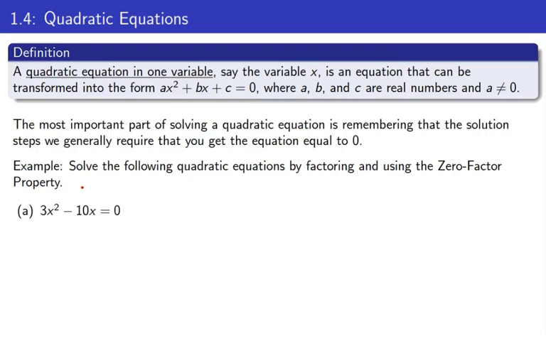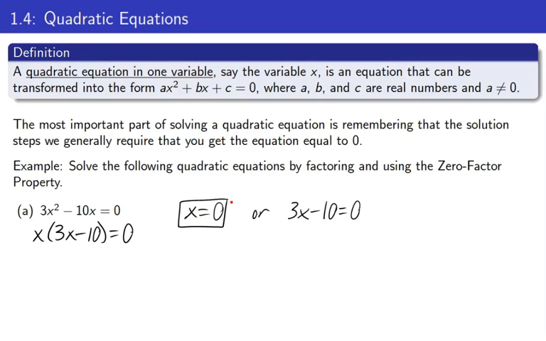One of the strategies that we use is simply factoring and setting each factor equal to 0. So for this one, we can just factor an x out of the equation. And then what we do is we set each factor equal to 0. So x can be 0, or the other factor, 3x minus 10, is equal to 0. Well, here's one of our solutions right off the bat. For the other one, we'll add 10 to both sides, and then we'll divide by 3 to get 10/3 for our other solution.